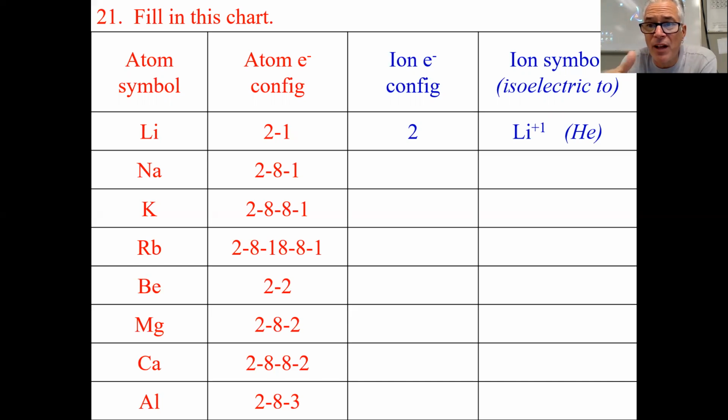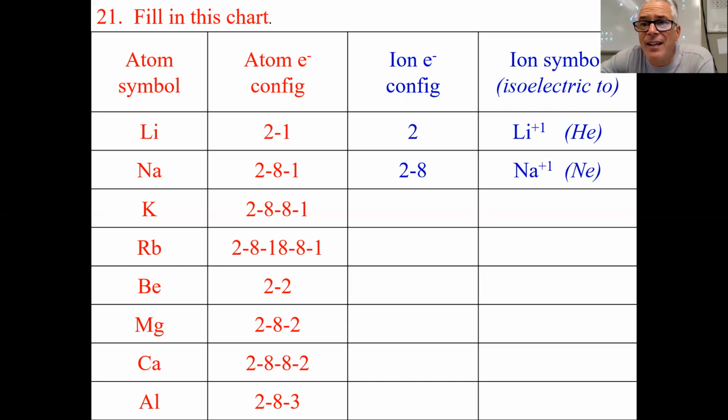This next one, sodium, we've done this one already too. 2-8-1. It's a metal. It's going to lose electrons. How many electrons does it lose? It loses enough until it gets to be like a noble gas, like neon. So it's going to lose 1 electron again. It's going to become 2-8. It used to be 2-8-1 when it was an atom, but when it becomes a positive ion, it loses a negative electron. How many? 1. So we write Na plus 1. And what noble gas is a 2-8 electron configuration? Look, it's neon. 2-8. 2-8.